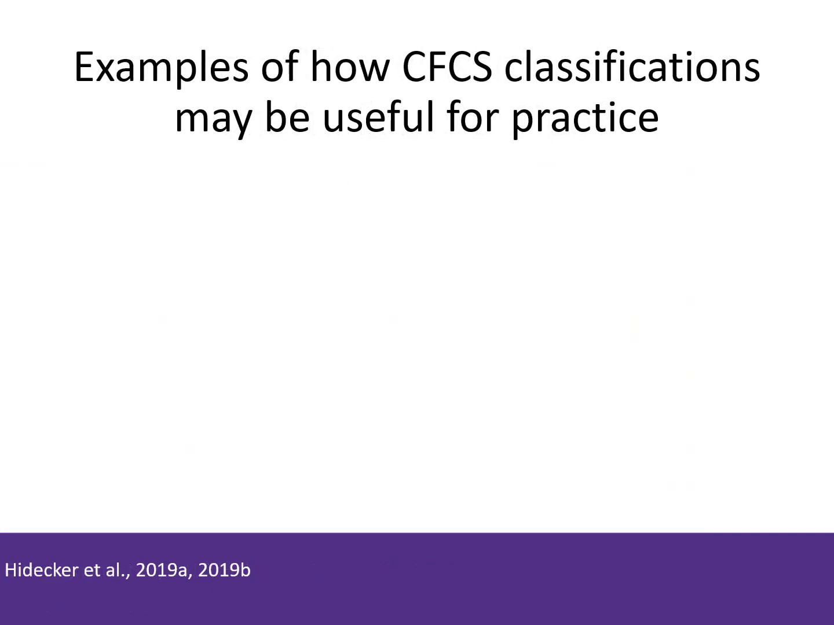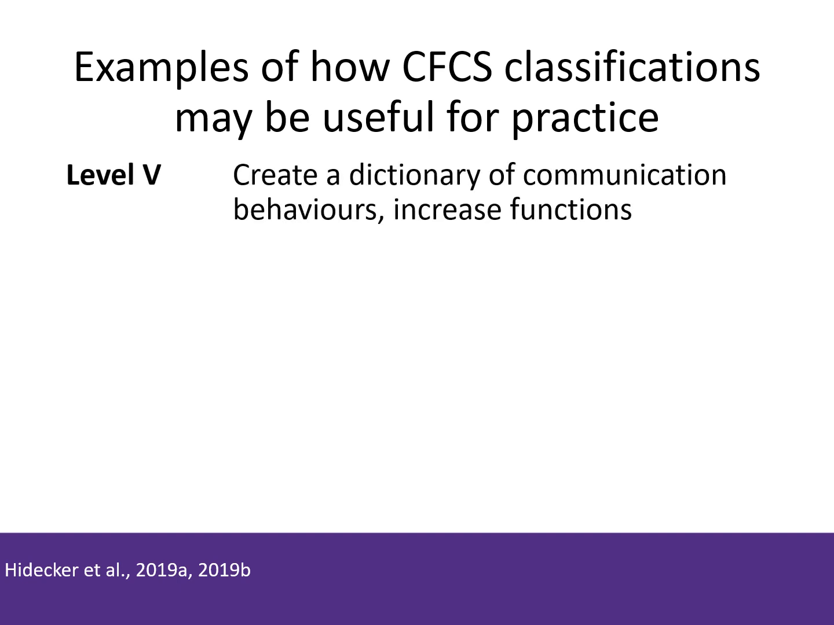Next, some examples of how CFCS classifications may be useful for practice are presented. Intervention goals and techniques may vary by a child's CFCS level. For example, for children in CFCS Level 5, who are seldom effective senders or receivers even with people who know them well, clinicians may work to develop a dictionary of the child's communication behaviors that can be used to support partners in recognizing and responding to the child's attempts at communication. Clinicians may also work to increase the child's understanding and use of communicative functions to increase the rate with which they are able to communicate meaningfully.